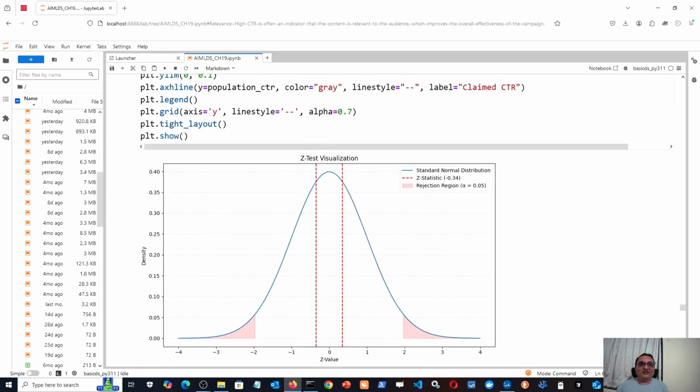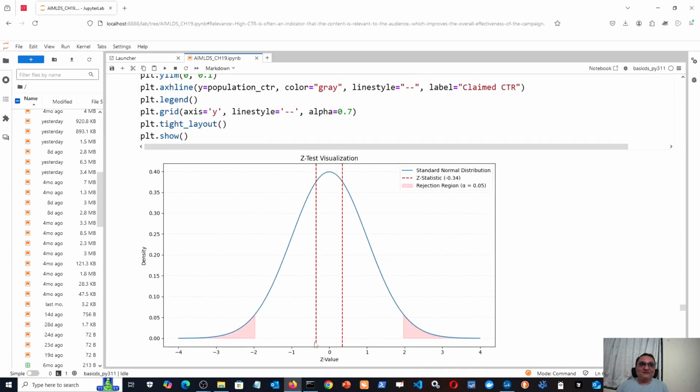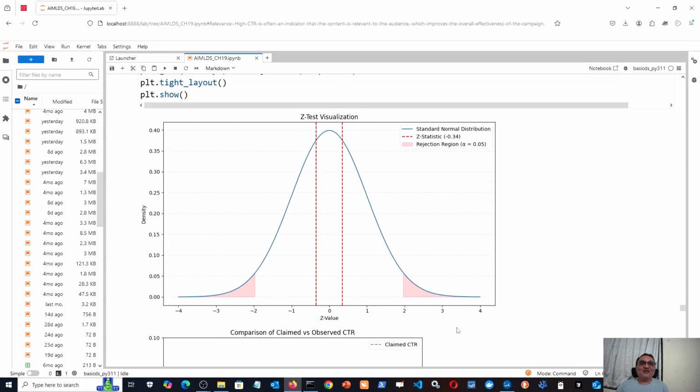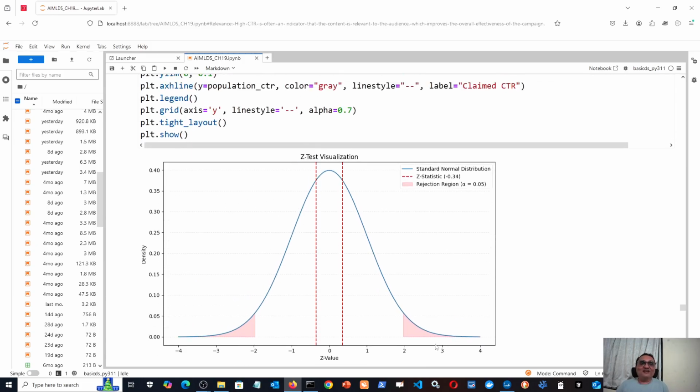So many companies not only want to avoid a low click-through rate, where this lower region is the rejection region, but they also don't want a high click-through rate. That means they don't want a very low Z score, but they also don't want a very high Z score. That means these red lines, they don't want to be here, and they don't want to be here either. They just want the red lines to remain far away from the rejection regions on both the higher and lower side, so that the null hypothesis is never rejected.